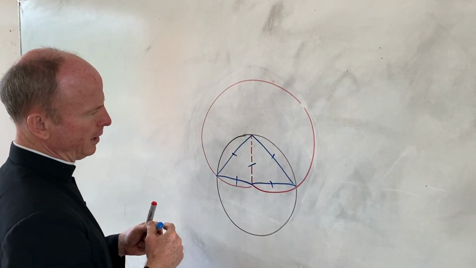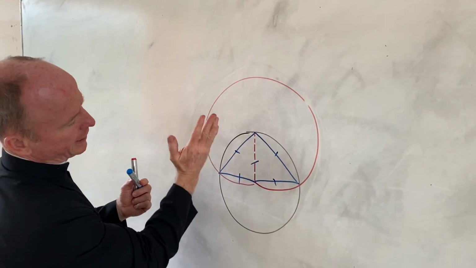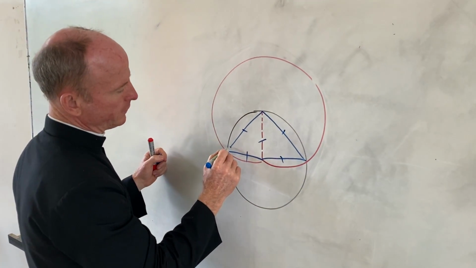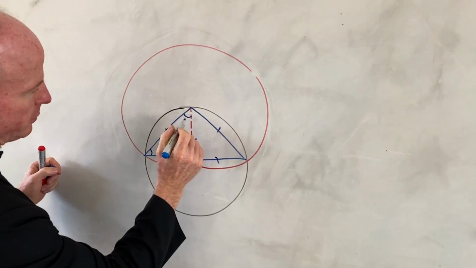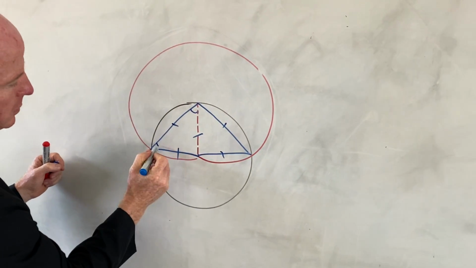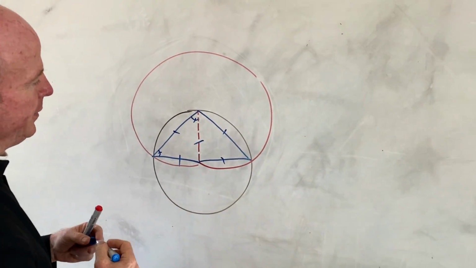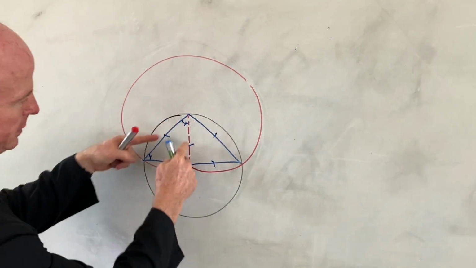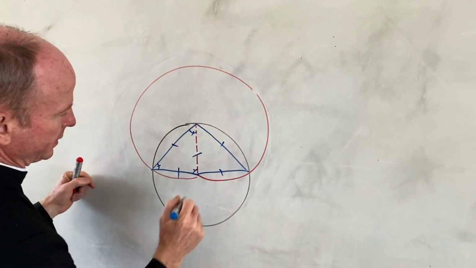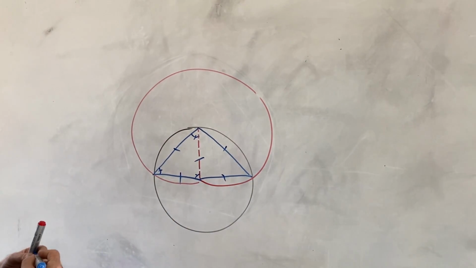And therefore, it is an isosceles triangle, two sides being equal, and therefore the angles at the base are equal. Likewise here, an isosceles triangle, therefore the angles at the base are equal. Therefore these three angles are all equal to each other.